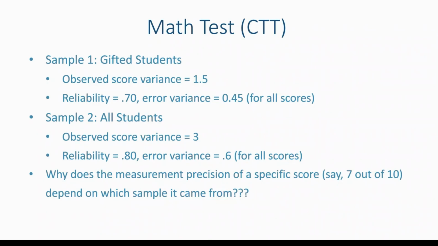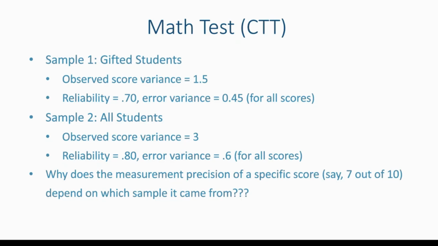Now, suppose you give that exact same test to all of the students, not just the gifted students. And you look at the variability and you observe the score variance to be 3. Again, we're not only dealing with gifted students, we're dealing with all of the students. And then you compute the reliability and look, it's popped up higher to 0.8. And now the error variance is 0.6. It's the same for all students. So reliability goes up with our larger sample of students that might cover a broader range of the continuum of geometry achievement. Error variance goes up again because now we have more people responding across the continuum.